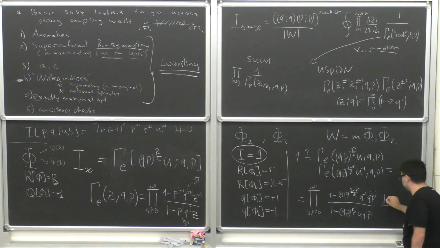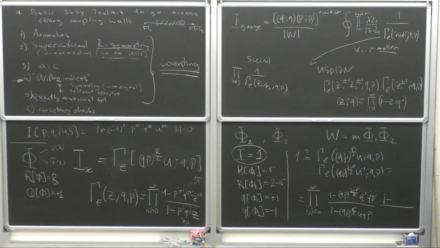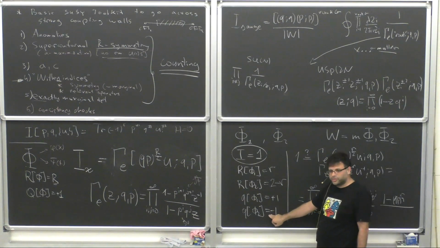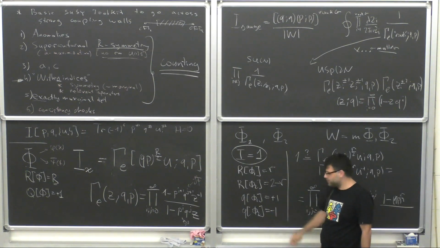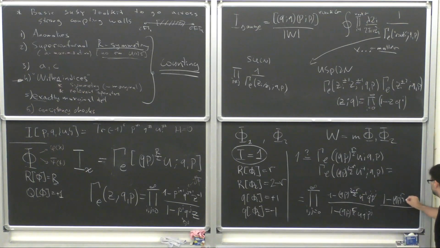Okay, what will I get here? 1 minus QP to the power R over 2. The U(1) charge of the field phi 2 is opposite. Okay? So what I will get here is U, okay, 1 minus QP to the power 2 minus R over 2, U minus 1 QI Pj. What is this product equal to?